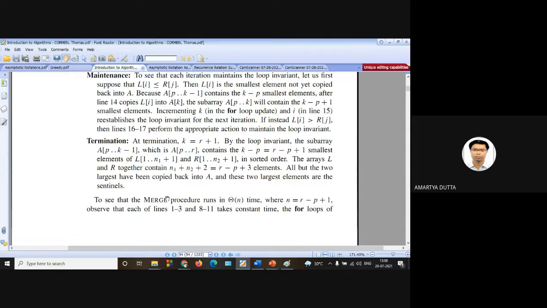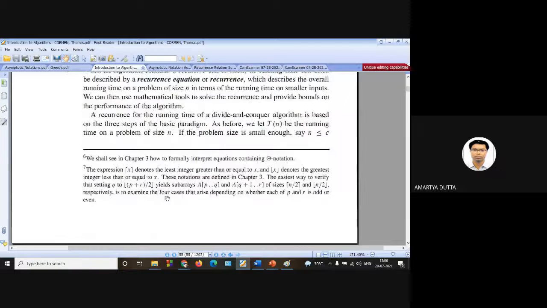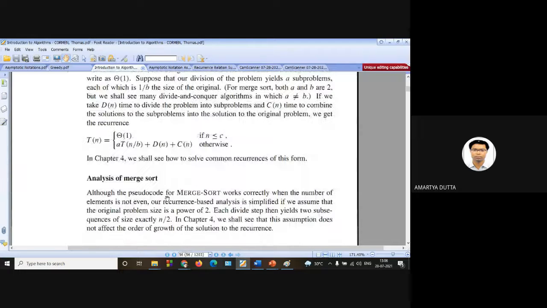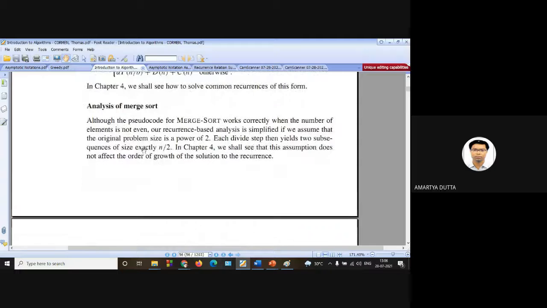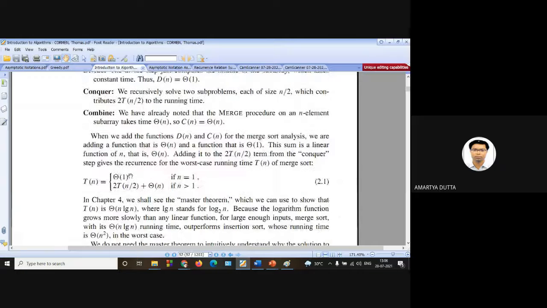This is the recurrence relation for your merge sort: T(n) = 2T(n/2) + theta(n). This is the total function. Now, the two halves are equal, that's why the a value is 2 and b is 2, with n by b meaning the subproblem size is n by 2. At each step, we recursively divide the whole array. So this is the merge sort.